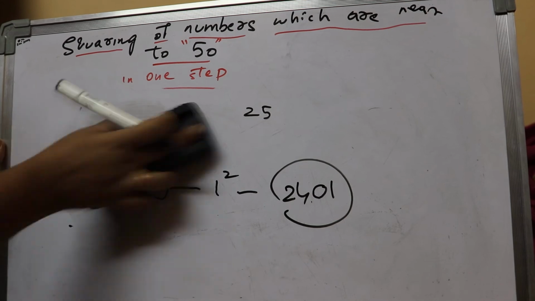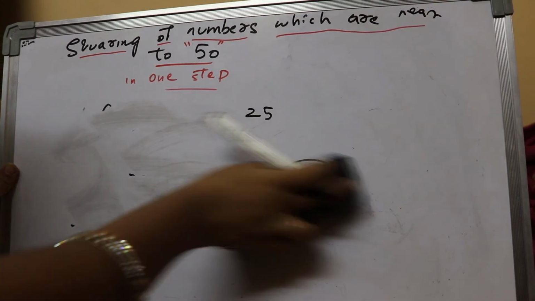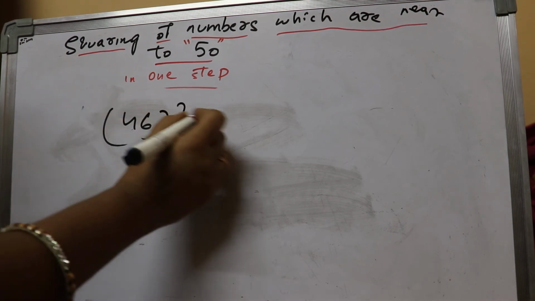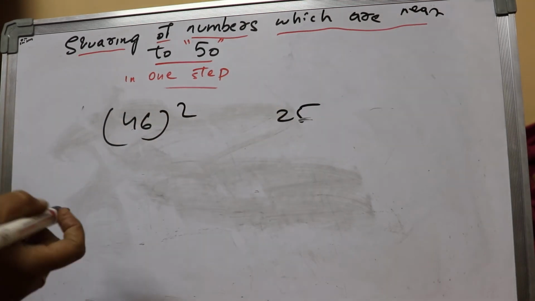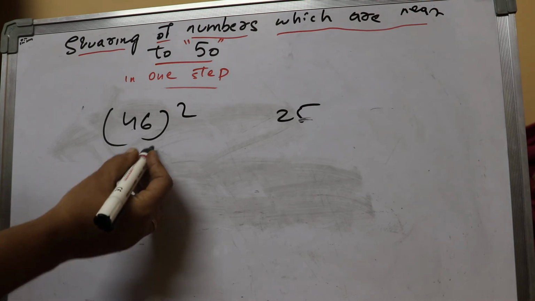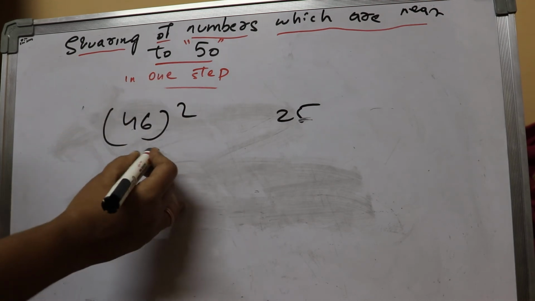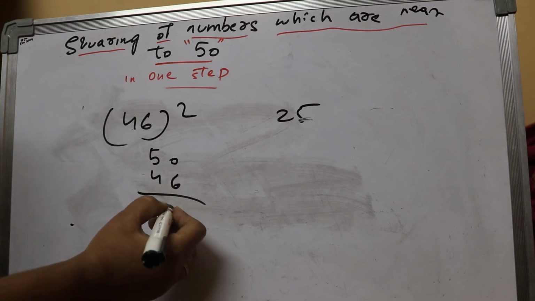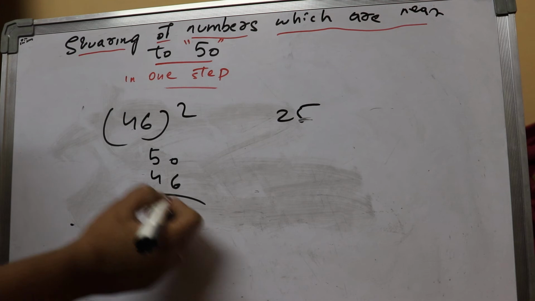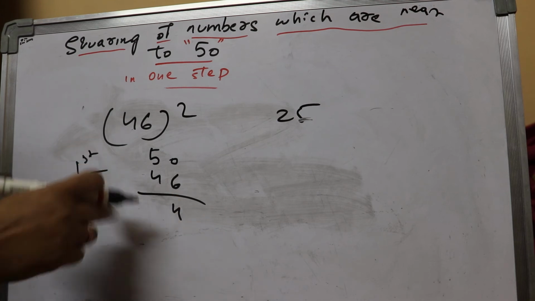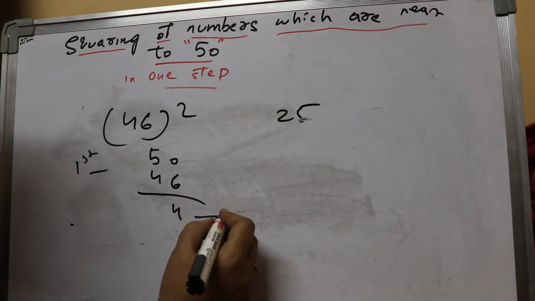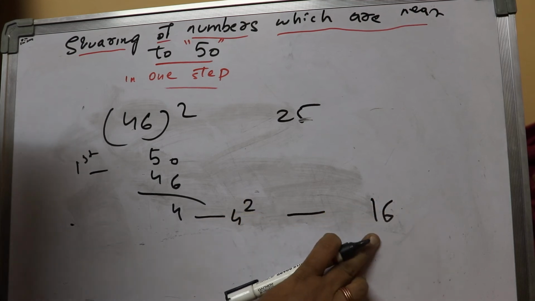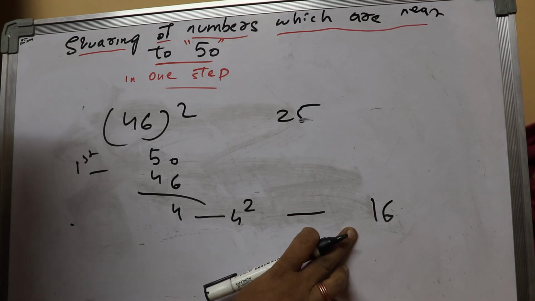So we will take another example, that is 46. Keep 25 aside, and then how much is 46 less than 50? So 50 minus 46. How much is the difference? It is 4. This is the first step, right? After this, what we have to do? We have to square this number. So 16 is the answer. We are getting 2 digits, so no need to keep any 0 in front of this.